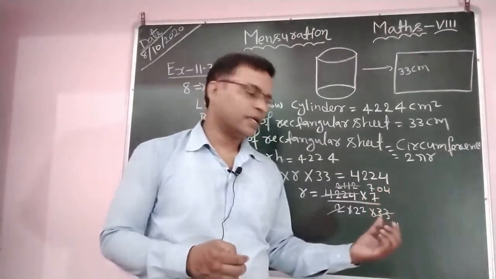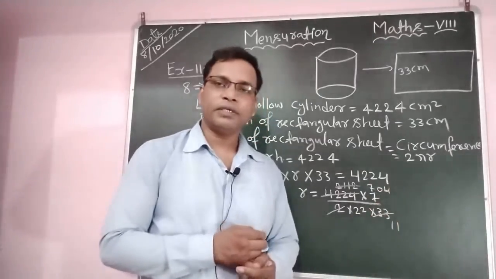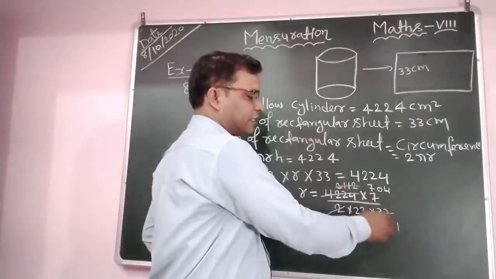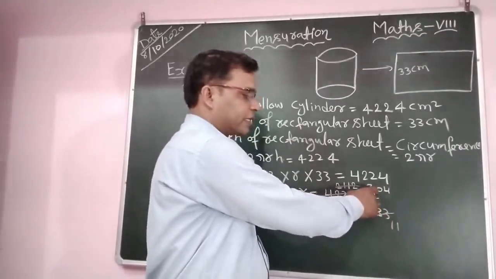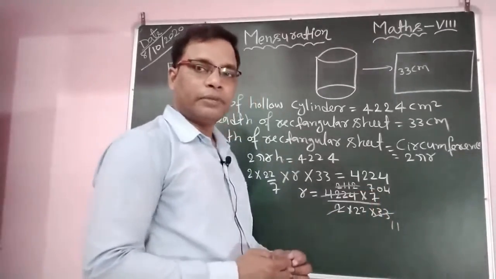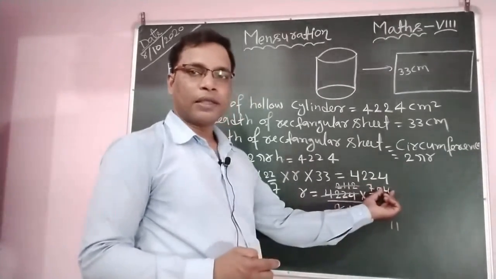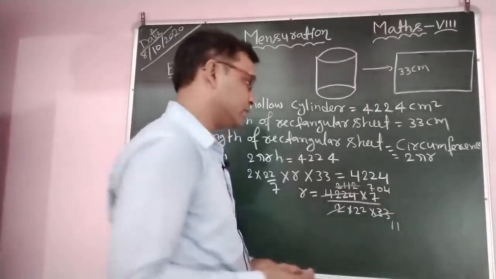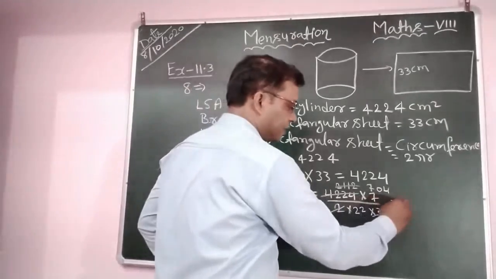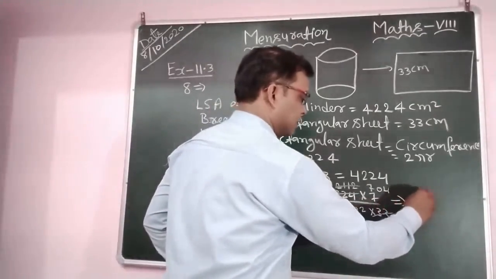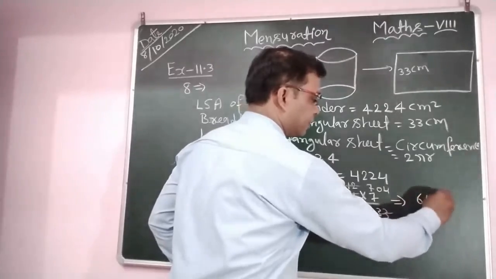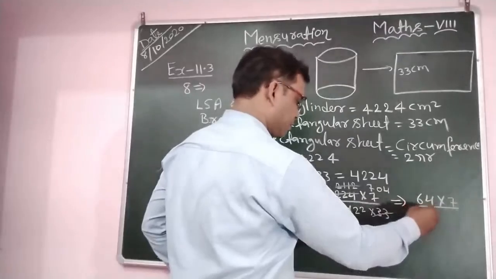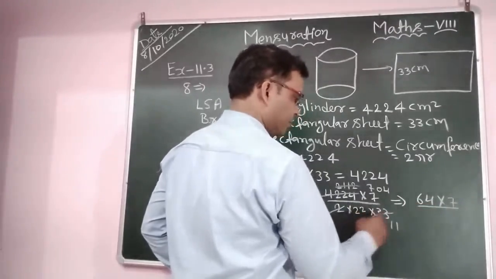If you want to cancel again, 704 divided by 11 gives 64. 6 elevens are 66, carry 4, remainder 4, and this becomes 44. So 4 elevens are 44. So you can say you obtain radius here 64 into 7 by 22.